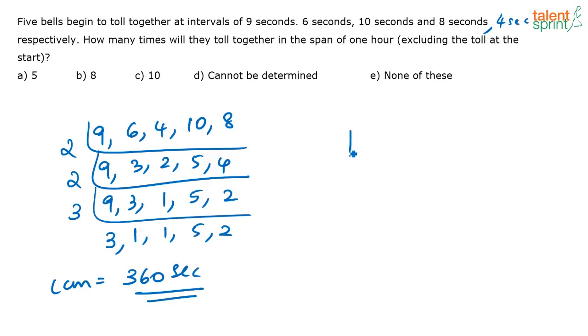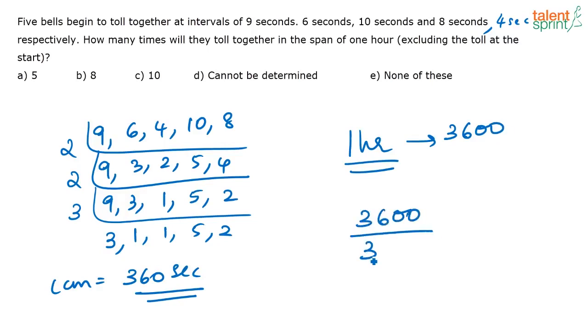Now, in 1 hour they are asking how many times will they ring together. In 1 hour, how many seconds are there? 3600 seconds are there, and every 360 seconds they are ringing together. So, how many times will they ring? They will ring 10 times. So, the required answer here is option C, that is 10.